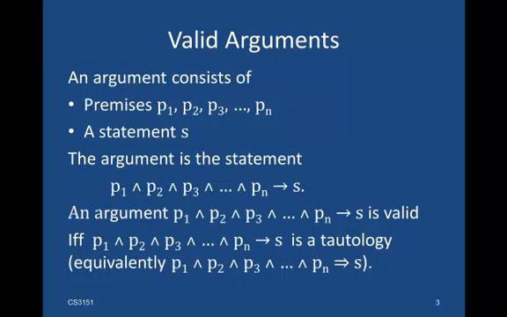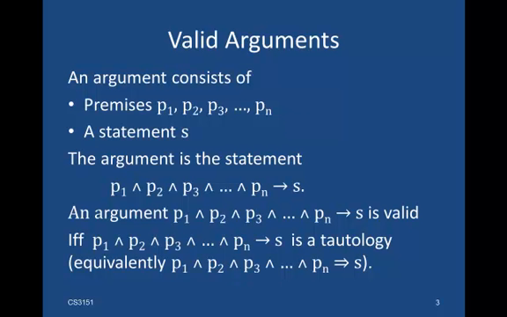An argument consists of two parts. First, a premise, or possibly several premises. Let's call the premises P1, P2, P3 up to Pn. So we have n premises. Secondly, the argument consists of the conclusion that can be derived from the premises. Say the conclusion is a statement S. The actual argument is the implication: P1 and P2 and P3 and so on up to Pn implies S.